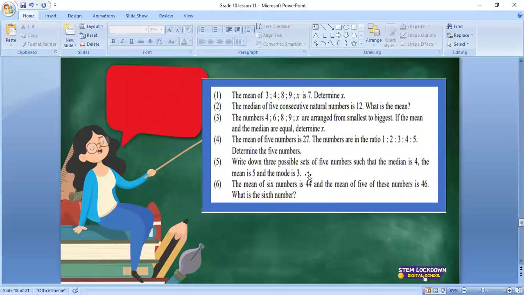So this is where we're going to end our class today. This is a question for us to ponder on and practice. For example, the mean of 3, 4, 8, 9, and x is 7, determine x. You should be able to solve questions of this nature. So let's practice on them and be able to apply them.